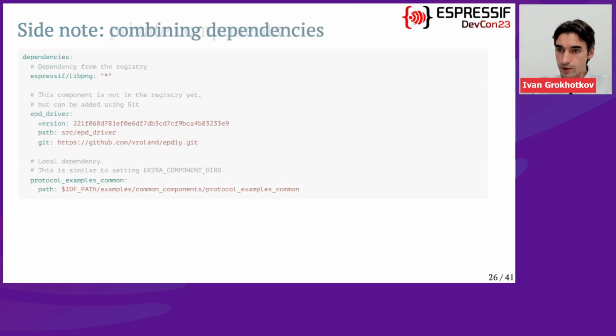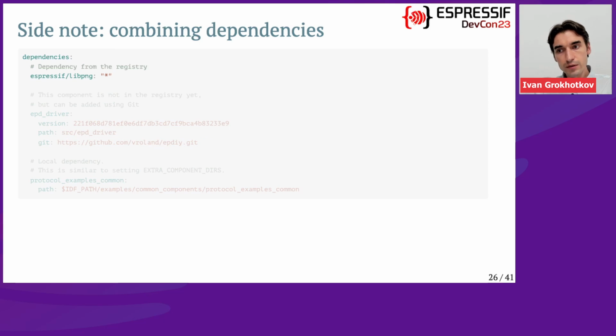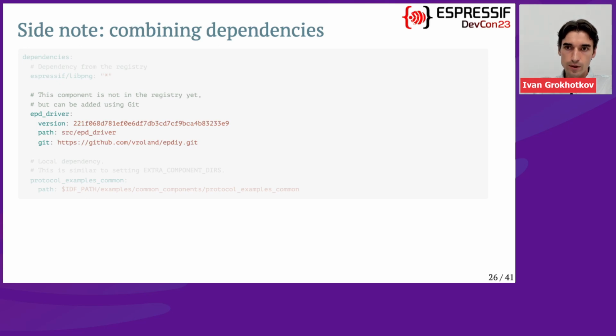So let's take a look at the example. In this case, we have three dependencies. The first one is the libpng library from the IDF Component Registry. The second one is a dependency on a Git repository. In this case, it actually is a public repository, but this component just hasn't yet been published to the component registry. And I'm adding it as a Git dependency.